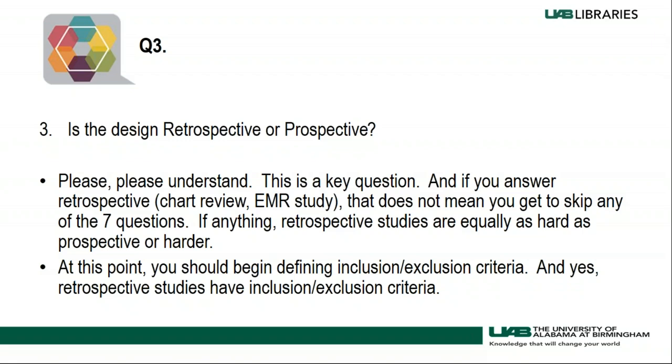At this point, I do think you should talk about inclusion-exclusion criteria. With regard to, if you are going to be doing a prospective study, and let me just put it this way, suppose you're doing an animal study. Do you have inclusion-exclusion criteria for an animal study?